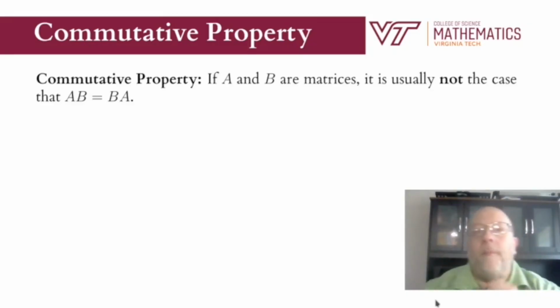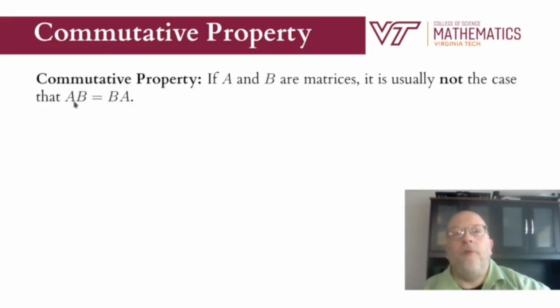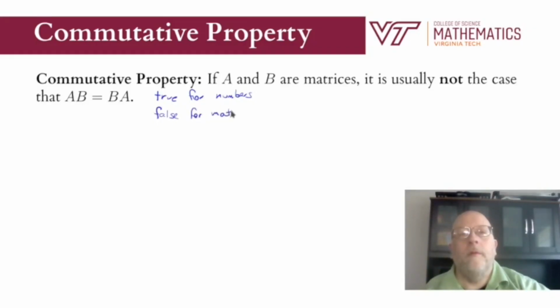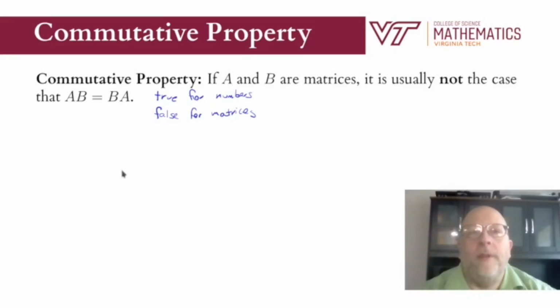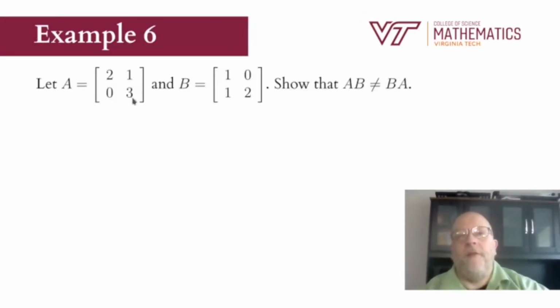I want to warn you about a couple of things here. With numbers, A times B and B times A are the same. This is true for numbers. It's false for matrices, except in a couple of special cases. If one matrix is all zeros, then you're going to get all zeros when you multiply them together, no matter which order you multiply them. But normally, these are not going to be the same. So let me give you an example.